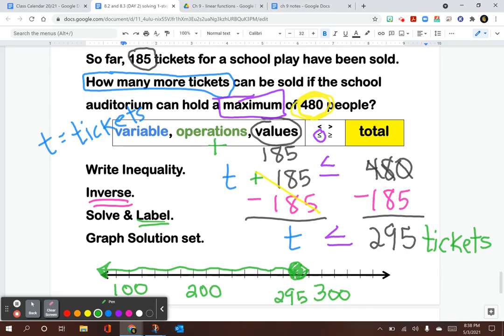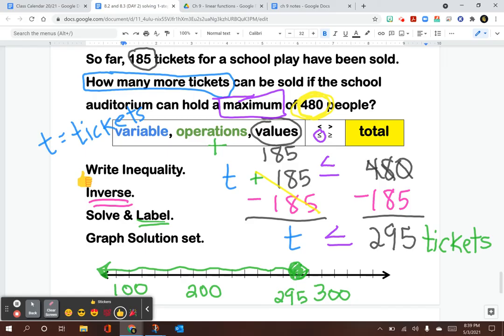Let's see how you did. Check to see if you wrote your inequality correctly. Your inequality should have been written with a variable plus 185 or 185 plus a variable. I chose T to represent tickets. Your inequality symbol would have been the less than or equal because we have the idea of maximum. And maximum means that's the most. So we can be exactly at 480 tickets. But otherwise, we'd have to be less than that. Because if they sell more than that, then there won't be any seats for the people to sit in.